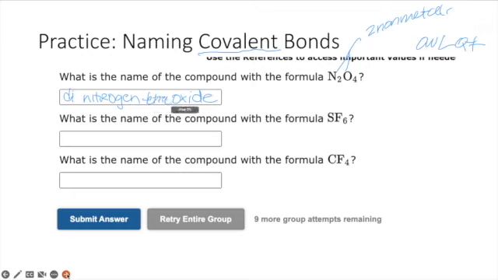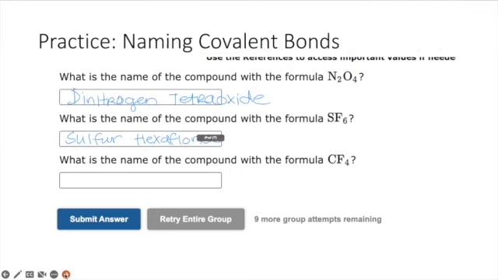And this is 2 different words. These prefixes are 1 word. So it's dinitrogen as 1 word, tetraoxide is 1 word. I'm not doing a great job of showing you that. Okay, we already did this example earlier in the last slide. Sulfur hexaoxide. For our final example here, we have 1 carbon atom and 4 fluorine atoms.